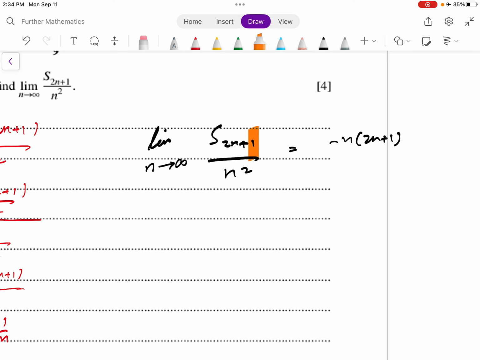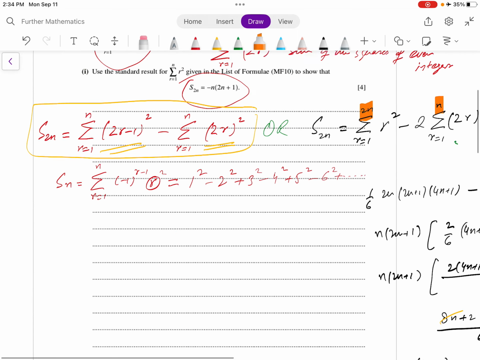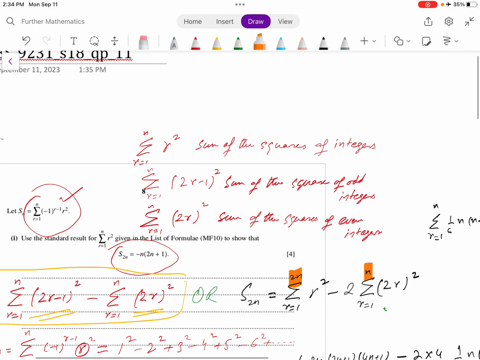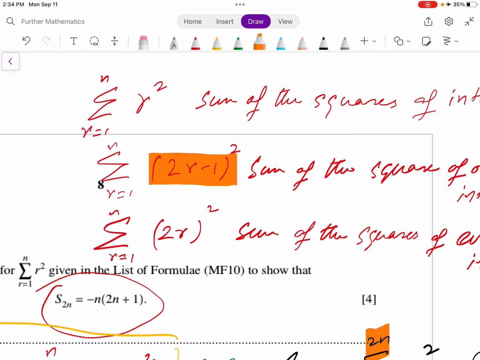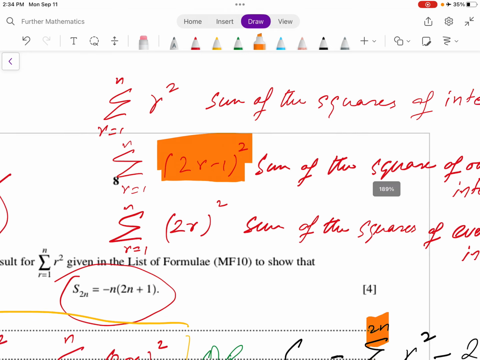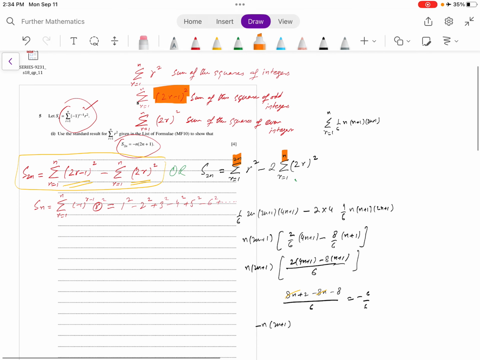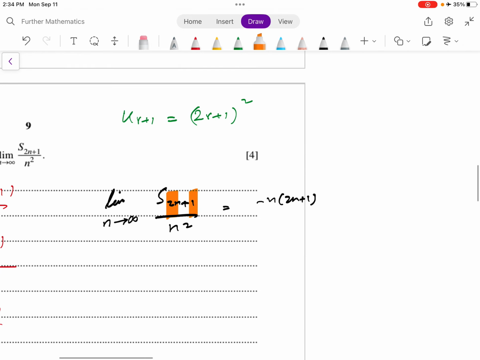Since 2n is the sum of an even number of terms, we have to add one more, which means we have to add one odd term. The term formula we already know for the odd term is 2r minus 1 whole square. This is what we are going to add, and since odd terms are positive, we just add a positive term here. So this is going to be plus 2n minus 1 whole square, and this whole thing is divided by n square, and we have to apply the limit as n tends to infinity.